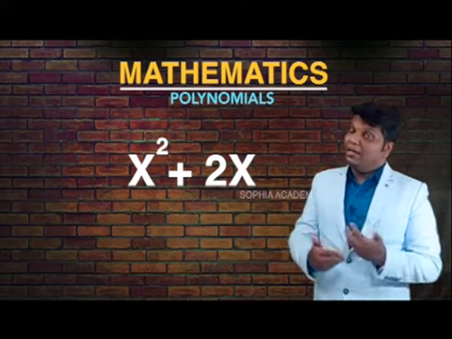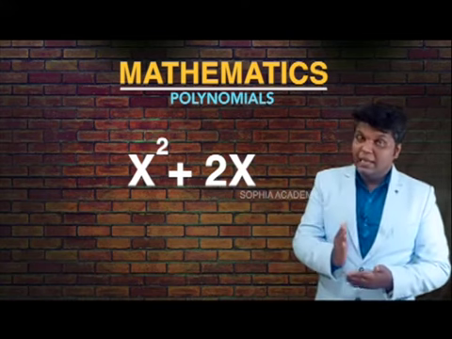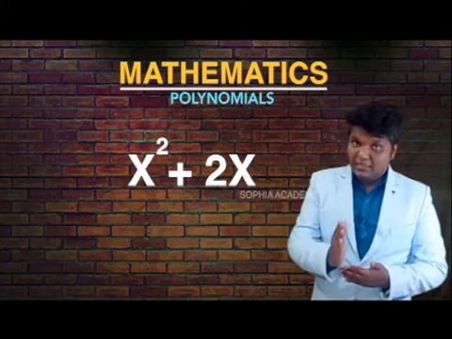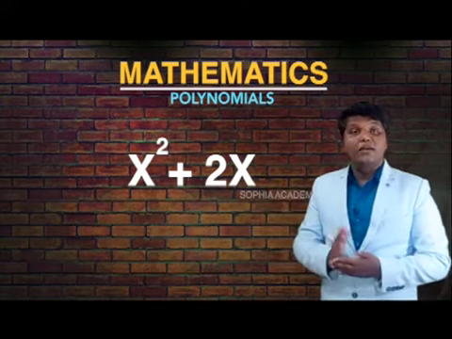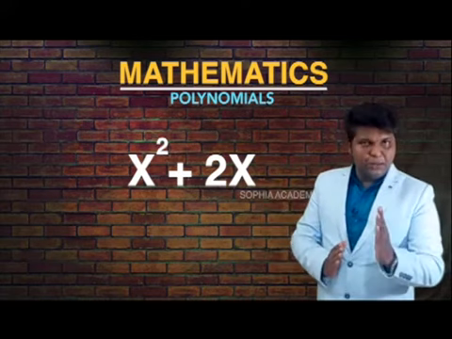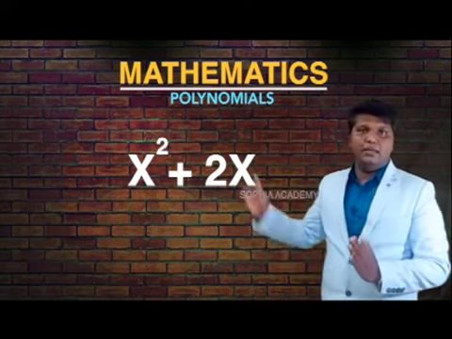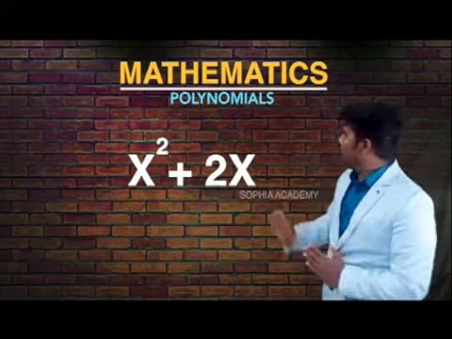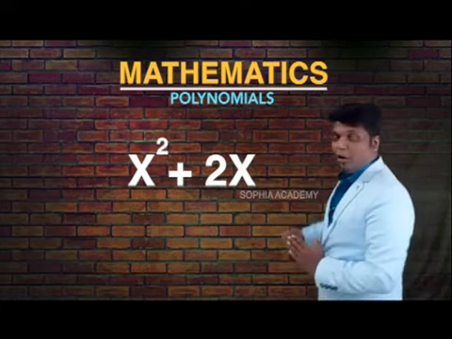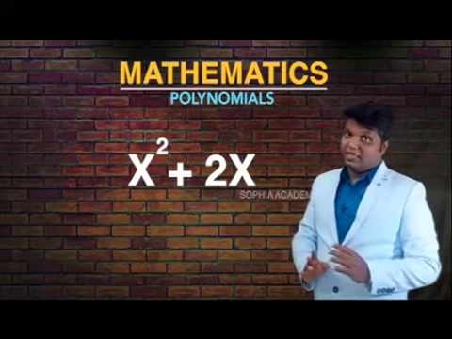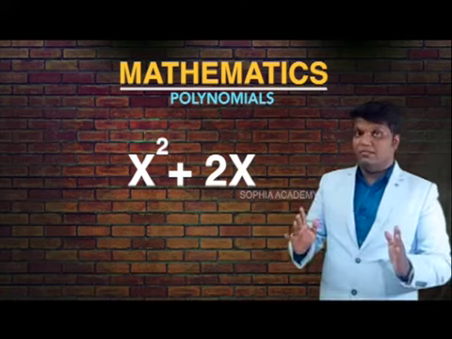So how can we identify how many terms there are? There should be an addition sign, that means there should be a sign of addition or a sign of subtraction. Either plus should be there or minus should be there. So here plus is there. That's why we can say in this given polynomial, there are 2 terms. Is it clear? There are 2 terms. So the number of terms we can understand.